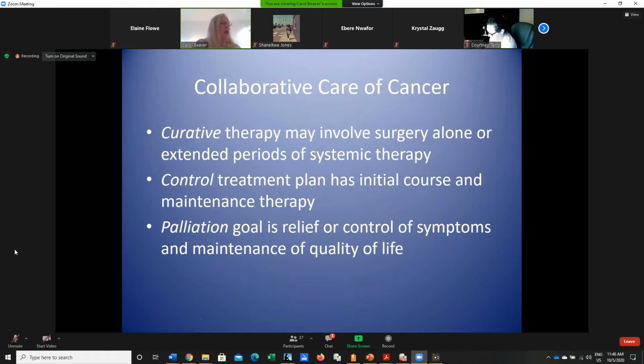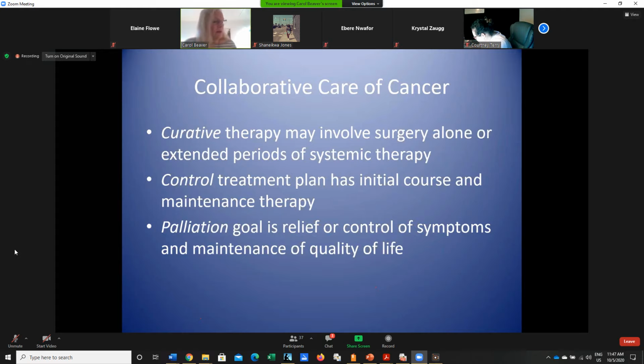All right, so collaborative care of cancer, and this is just in general right now, but curative therapy can involve surgery just by itself or extended periods of systemic therapy that goes all through your body. And the control is a treatment plan that has an initial course and maintenance therapy. And for palliation, the goal is relief or control of symptoms and maintenance of quality of life. So quality of life is really, really important. Palliative care and the hospice, the emphasis is quality of life. There are some other differences, but the quality of life is the biggie.